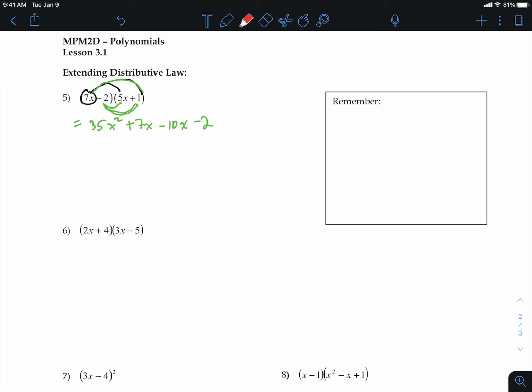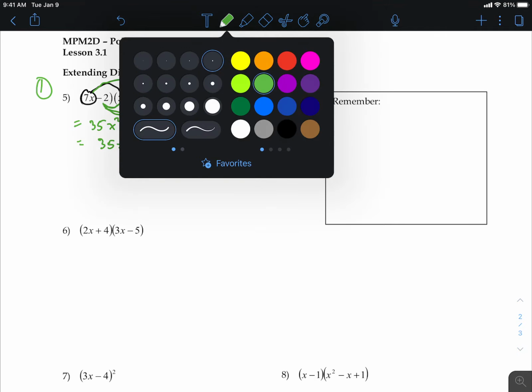Okay, so you just collect those 2 terms in the middle and then you're done. So you get 35x squared minus 3x minus 2. Okay, this can be method 1. Method 2.